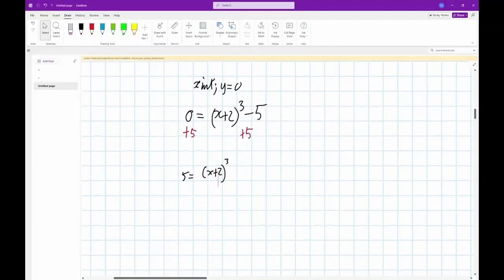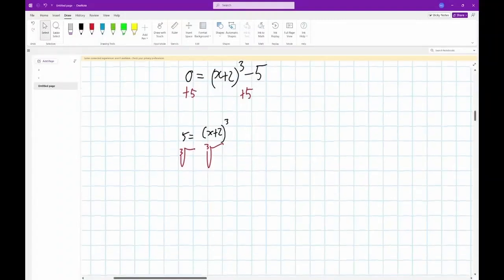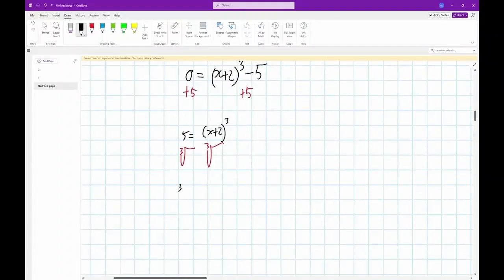Well, next thing we've got to do is get rid of that cubed. How do we get rid of a cubed? We do a cube root to both sides. And what we get is the cube root of 5, and then we get x plus 2 there. We can then subtract 2 to get x by itself, and we are going to get x equals the cube root of 5 minus 2.